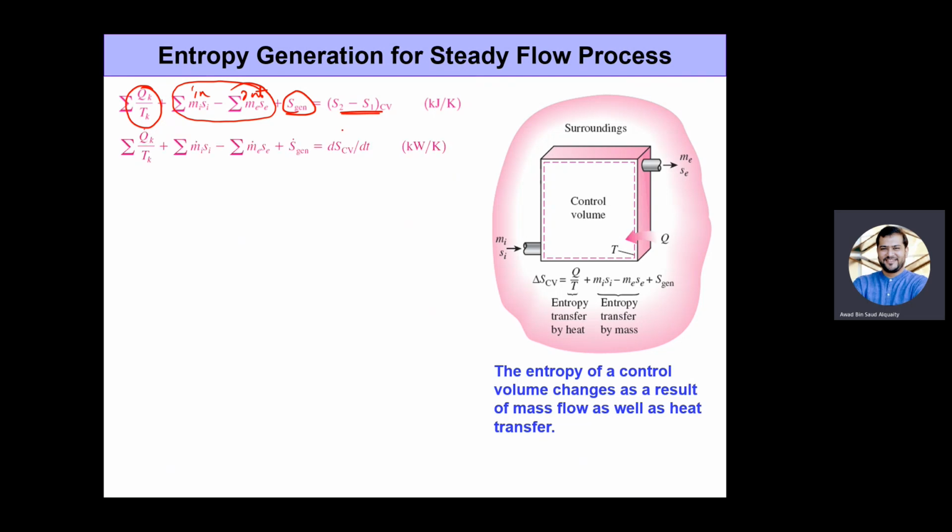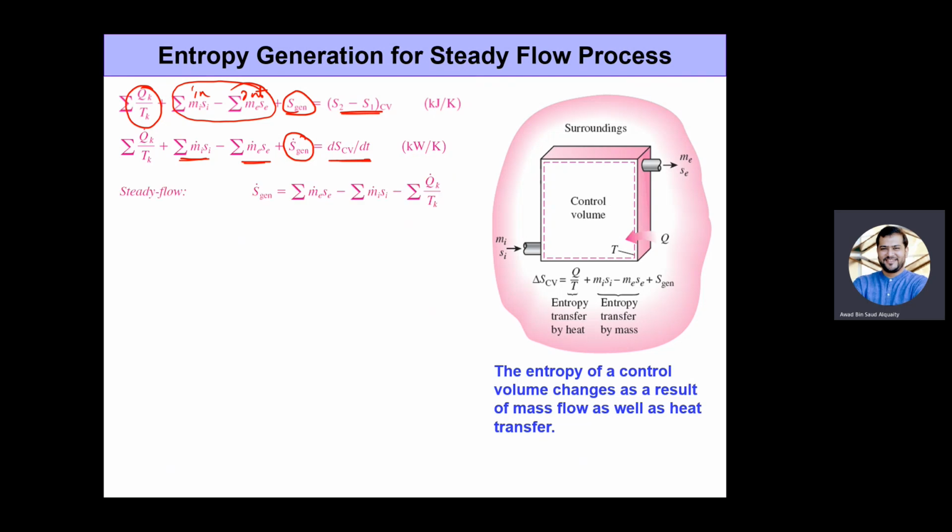Okay. Now we know that we can write the rate form of this same formula in this way, where we can say that the rate of heat transfer divided by the temperature at which it's happening, plus the rate at which entropy comes in along with the mass, minus the rate at which it exits, plus the rate of entropy generation should be equal to the rate of change of entropy within the control volume.